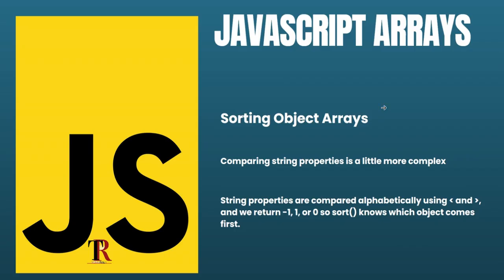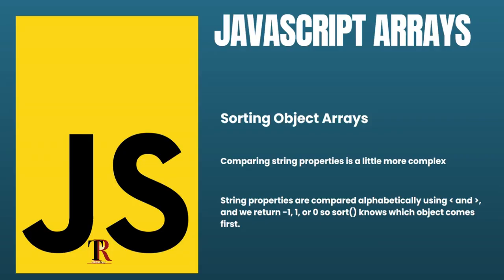Now, another aspect I want to talk about is that when you want to compare string properties, don't forget I've just compared number properties using the year. When you want to compare string properties, it's a little more complex than what we saw just now, and I am going to show you an example of why that looks more complex. String properties are compared alphabetically using the less than sign and the greater than sign, and we return -1, 1 or 0, so the sort method knows which object comes first.